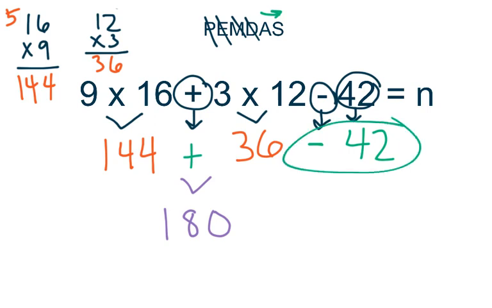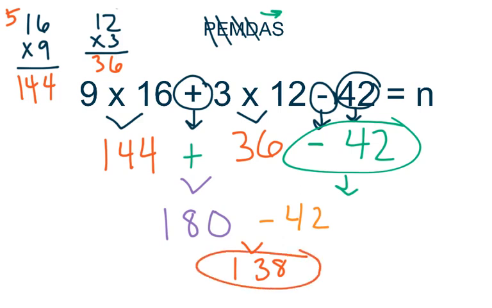Here I have my subtraction and my 42. I'm going to bring that down. And I'm going to solve this last piece of my problem. So now I've gotten to my subtraction piece, so now I'm going to subtract. And when I subtract 180 minus 42, I get 138 as my final product, and that is equal to my variable of n.